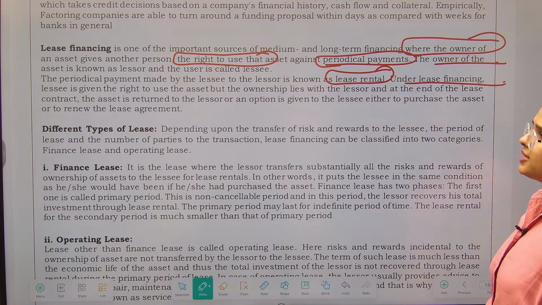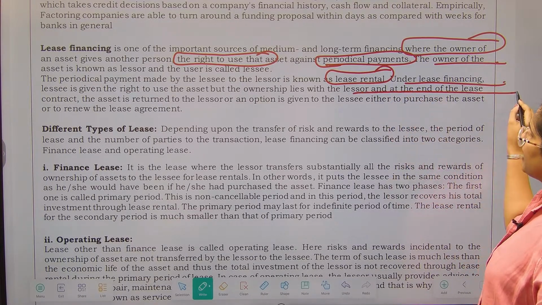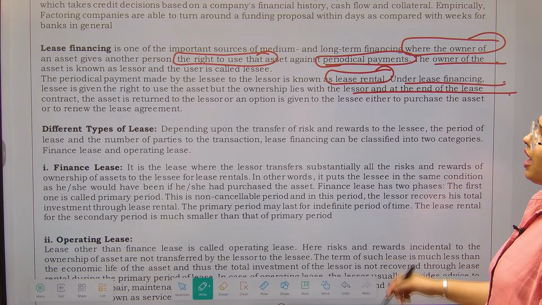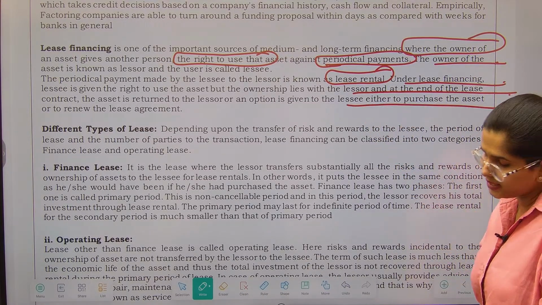Under lease financing, the lessee is given the right to use the asset, but ownership lies with the lessor, and at the end of the lease contract, the asset is returned to the lessor, or an option is given to the lessee either to purchase or to renew the lease agreement.